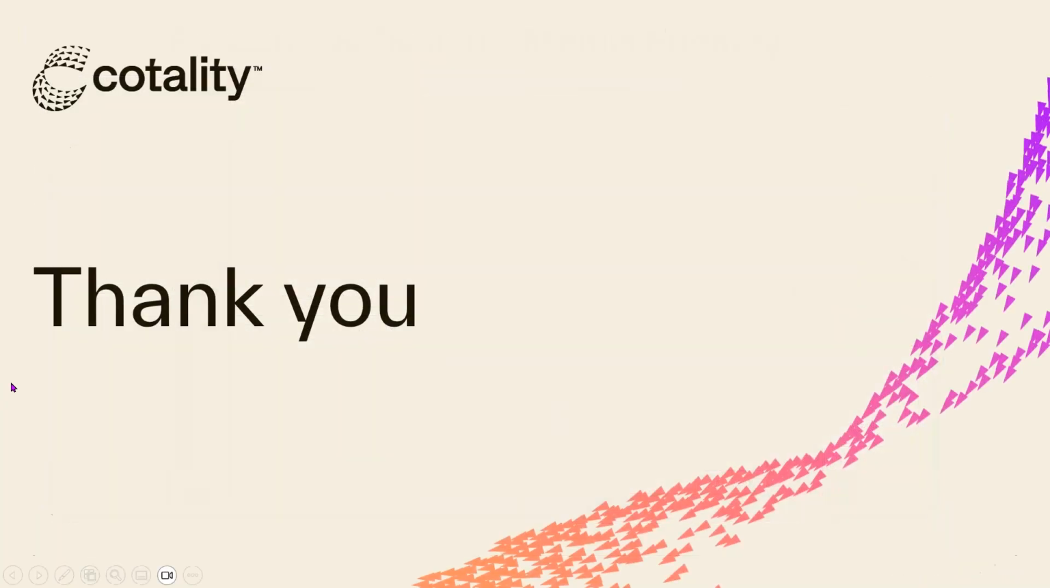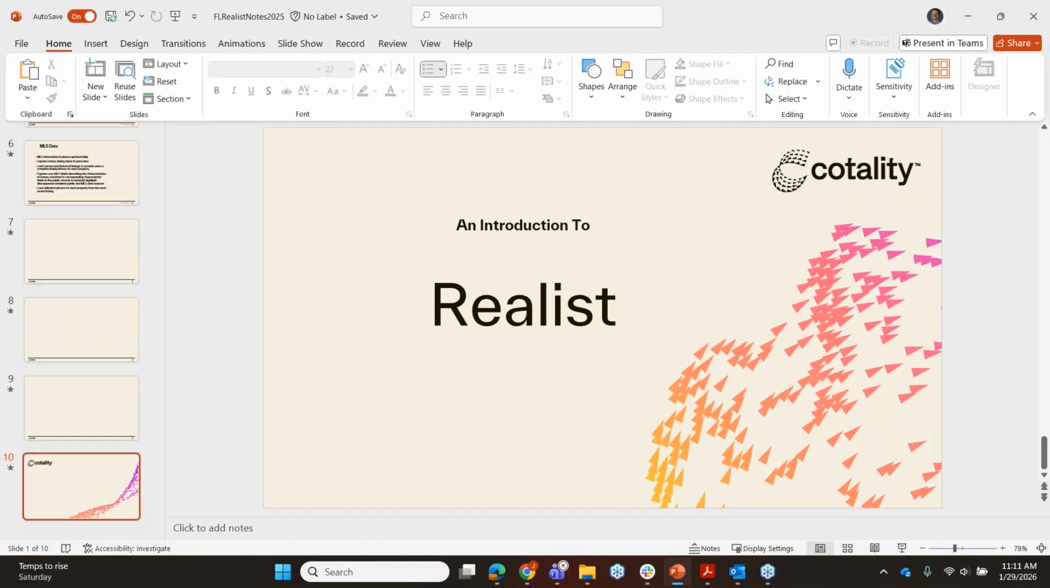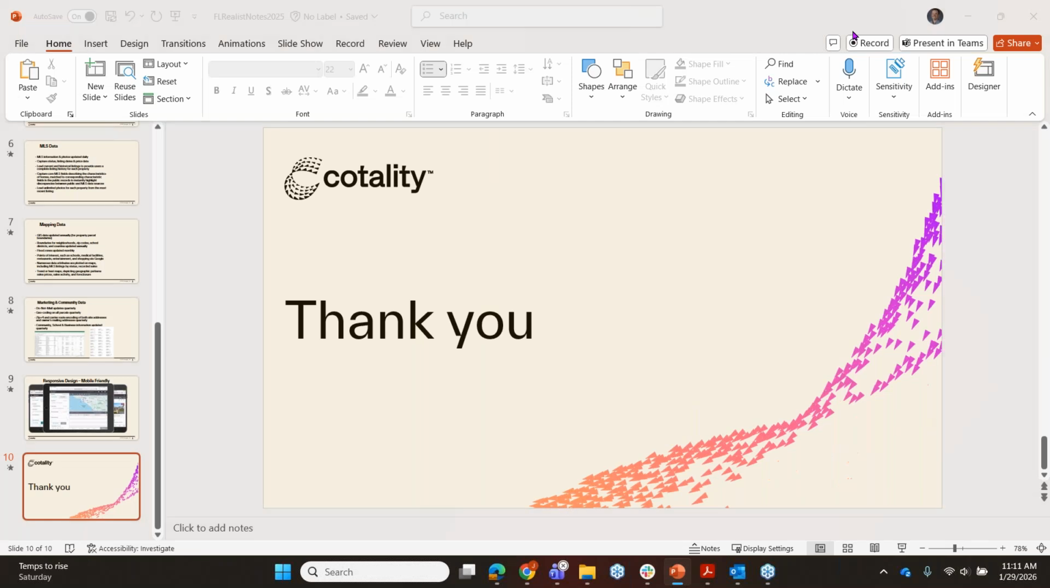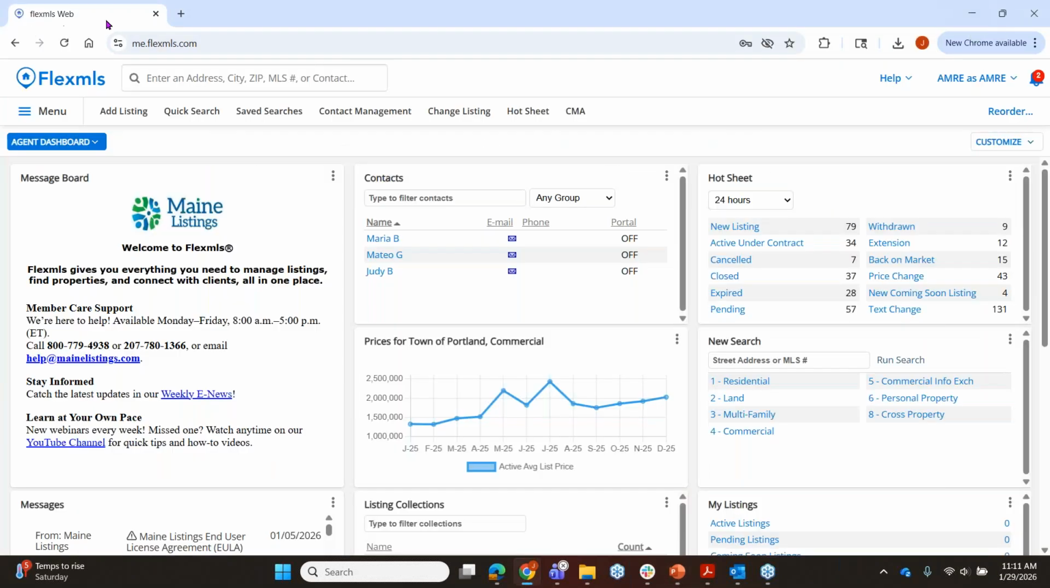All right, with that said, let's go ahead and get out of this PowerPoint, and let's go ahead and get into Realist and show you a little bit more information about what you can do in there. And what we're going to do is start here in Flex, because the easiest way to get into Realist is through Flex. However, there are a couple of different ways to get into Realist from Flex.